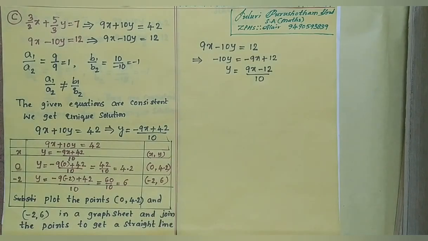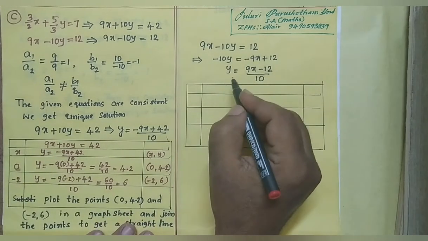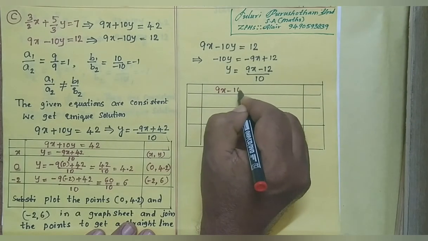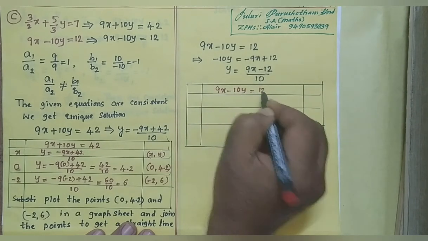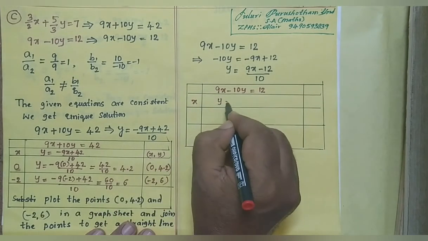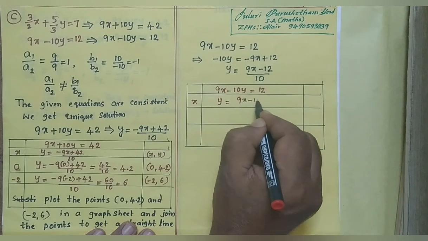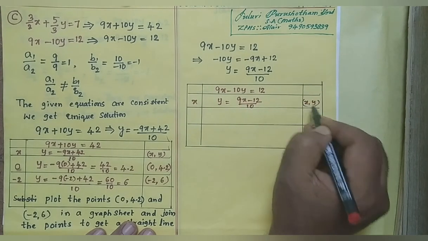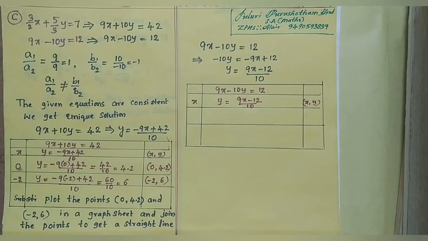Okay, now children, here we can write the equation 9x minus 10y is equal to 12, and I am taking the x value with y as the subject, that is 9x minus 12 divided by 10. This is x comma y. Now I am going to take the first example, x is equal to 0.